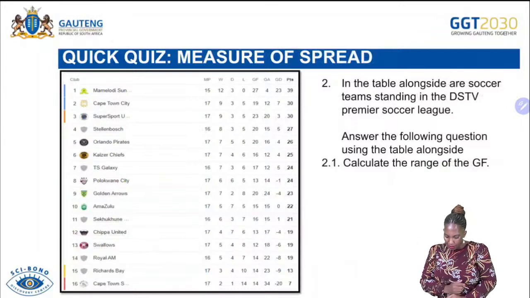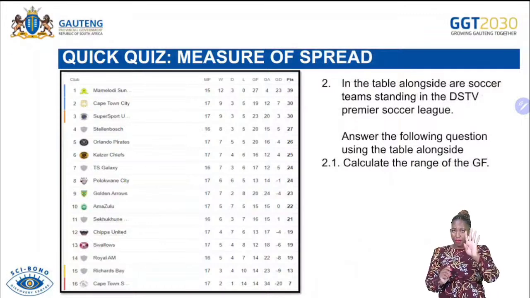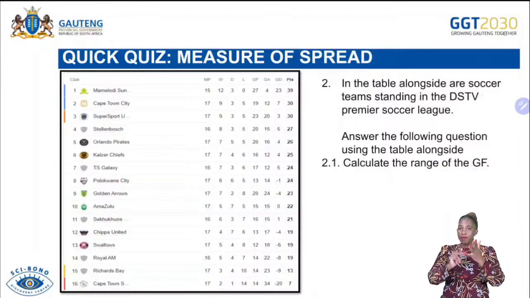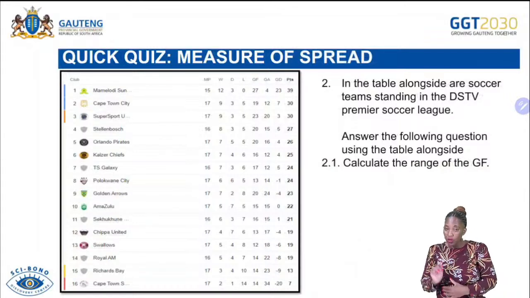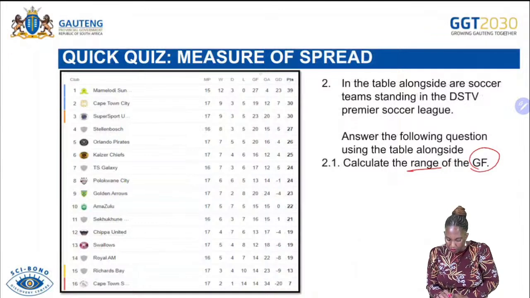Now let's quickly do this one. The measure of spread. Remember, the first one we did the mean, the mode, the median. Now we are doing the measure of spread with the same data set. The question says we must calculate the range of the goals for. Now we come to GF. There's our GF. If we want the range, we set the range.